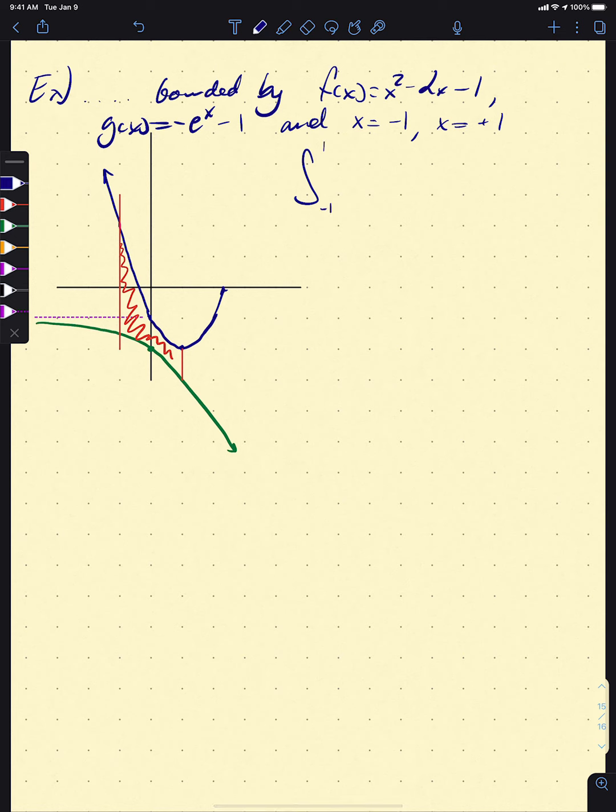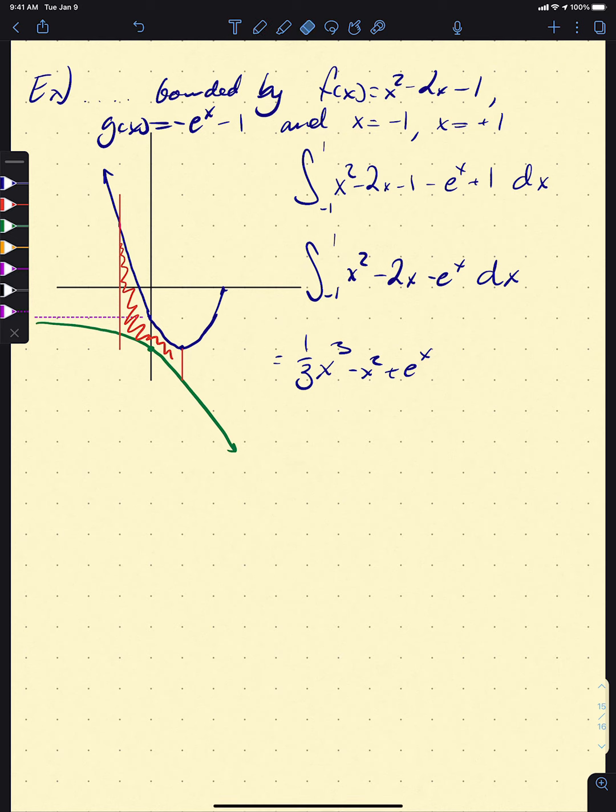So we're looking for the integral from -1 to 1. My parabola is my larger function. And then we're subtracting e to the x minus 1, but of course that -1 becomes a +1, dx. Simplifying this a bit, we're going to get the integral from -1 to 1 of x squared minus 2x minus e to the x, all dx. And then from here we can take antiderivatives. We have 1/3 x cubed minus x squared plus e to the x.